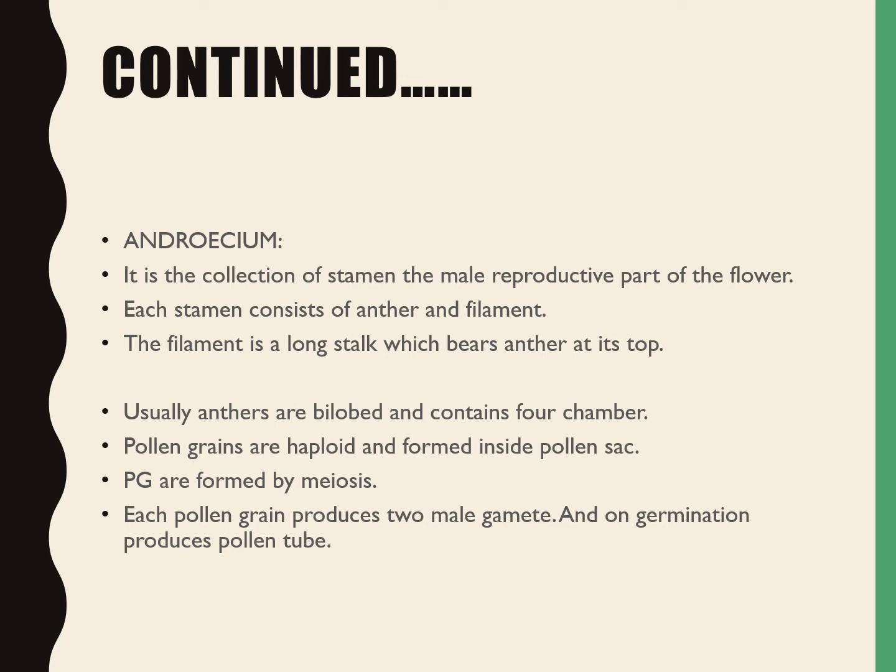microspore, by meiosis. Meiosis occurs in the microspore mother cell. When the mother cell divides by meiosis, it gives rise to pollen grains. The pollen grains are haploid, and each pollen grain produces two male gametes. When the anther bursts, this pollen will reach the stigma.